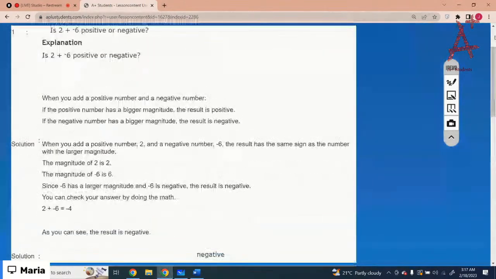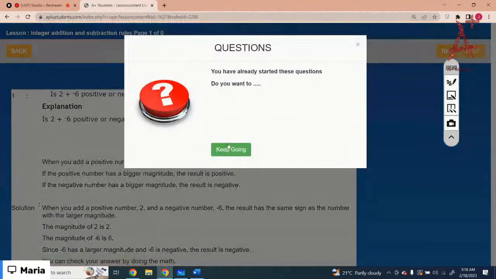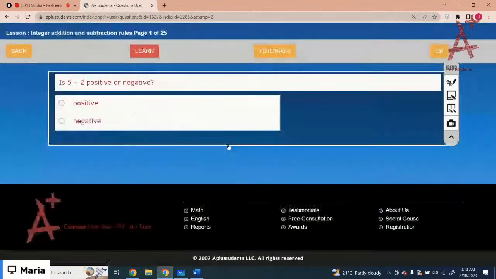Let's start with the test questions. Okay, is 5 minus 2 positive or negative? So just look for the greater number. Which number is greater? 5 is greater, and 5 is positive. The answer must be positive. Got it? That's the simplest way. Just look for the number that is greater.